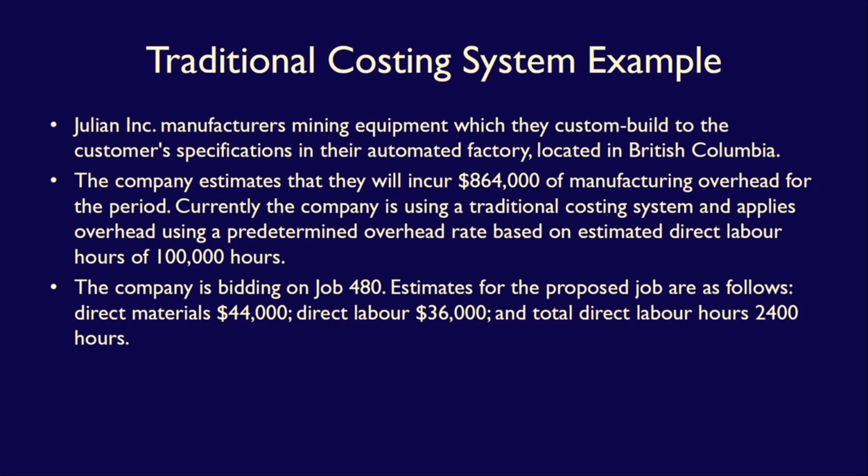Julian estimates that overhead for the year will be $864,000. They use a traditional costing system and estimate that the cost driver will be 100,000 direct labor hours. The company is bidding on job 480, and they estimate that for this job, the direct materials will be $44,000, direct labor will be $36,000, and total direct labor hours will be 2,400 direct labor hours. They want to determine the total cost of job 480 so that they can bid for the job.